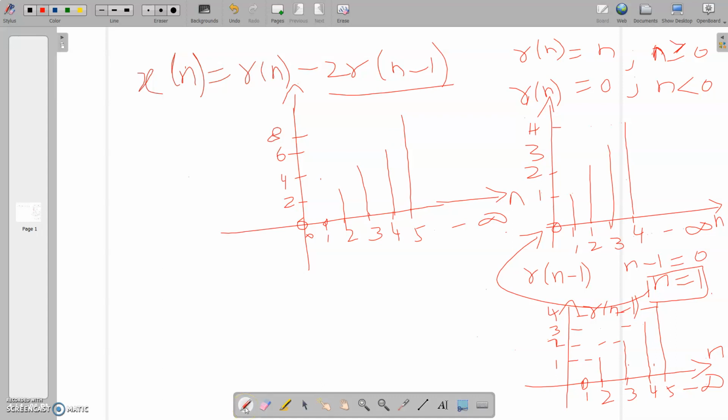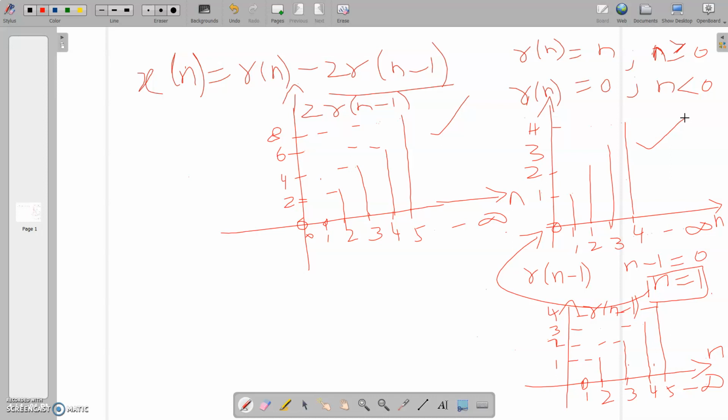So you will be having your signal like this. If I take 6, definitely the amplitude will be 10. So it will be going on like that. This is nothing but 2 into r of n minus 1. Now we have 2 into r of n minus 1 signal, and r of n also. You can use these two signals, subtract them, and find out x of n.